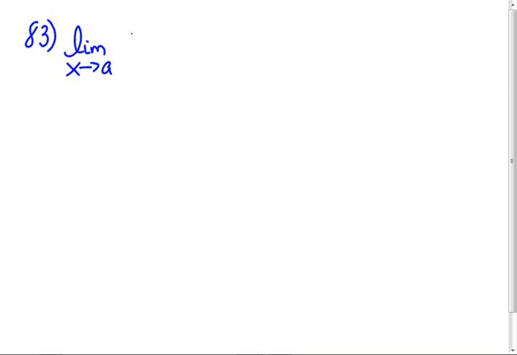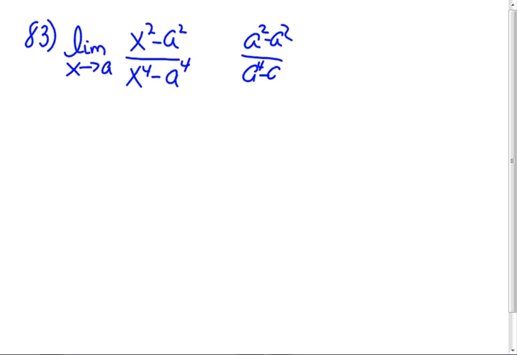Now, this is a limit. Now, everything is fair game, because a derivative is a limit. So you still have to know limits. So the first thing you always do is substitute it in. And if you put in a, you get a squared minus a squared over a to the 4th minus a to the 4th, which is 0 over 0. When you do a limit, you always substitute the value in.